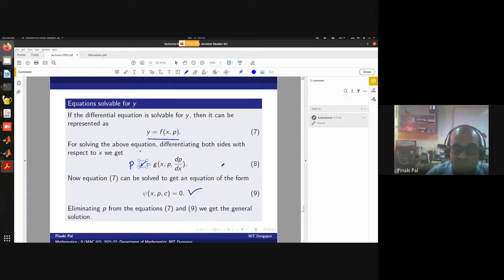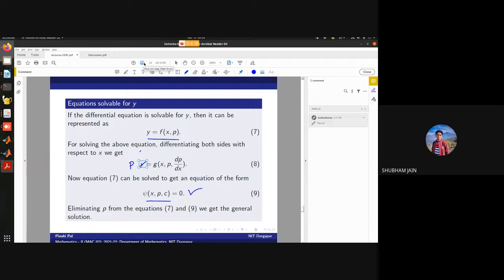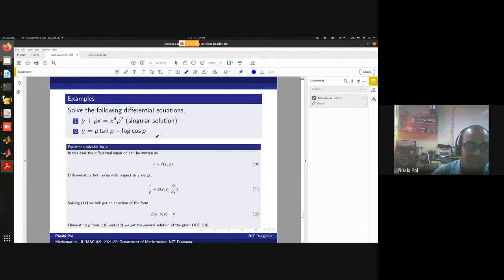Now, this equation number 8, I will demonstrate using particular examples. If we solve equation number 8, we will get an equation of this form. Equation number 9 involves p, c and x. So this p we have to eliminate from 7 and 9, and then we will get the general solution. That is the method. So how from equation 7 we get equation 8, let me discuss in terms of an example. Let us consider this example, equation number 1.